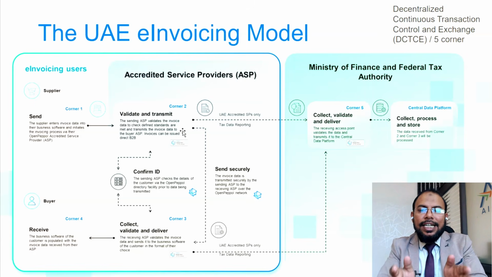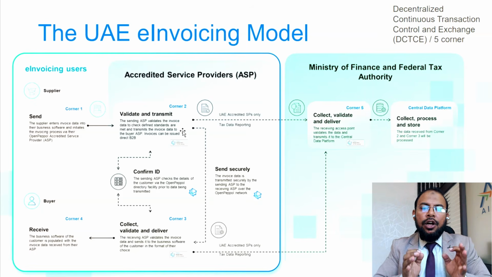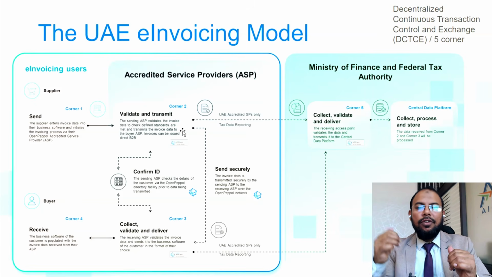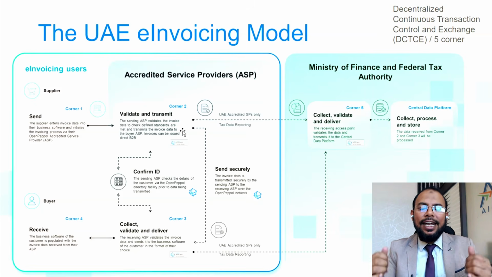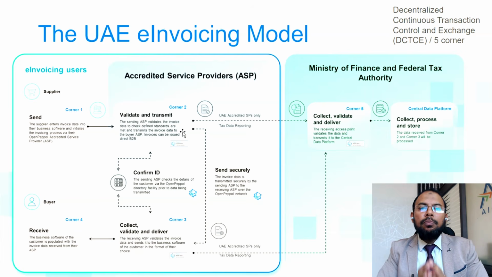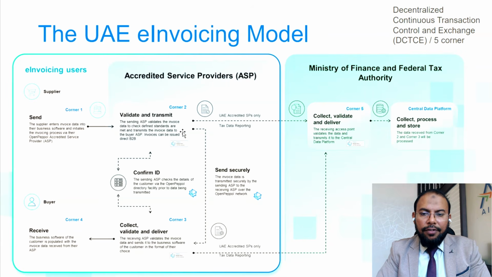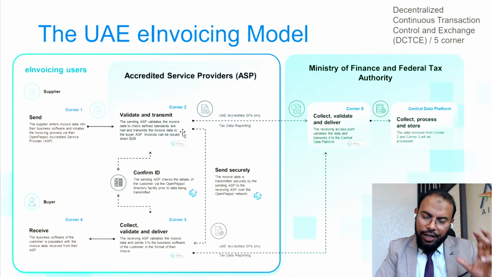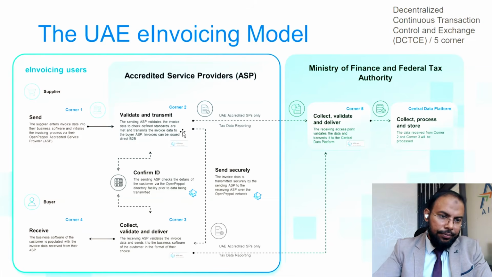And further, both ASPs, seller ASPs and buyer ASPs, share the tax related report with the government. The government will store it for future reference, so that you cannot take any fake ITC and you cannot generate any fake invoices. This is a very important scenario, so you have to consider it. Remember, if you are following e-invoicing, you avoid fake invoicing and fake ITC.